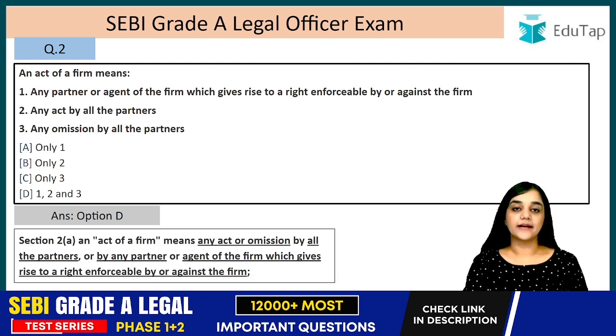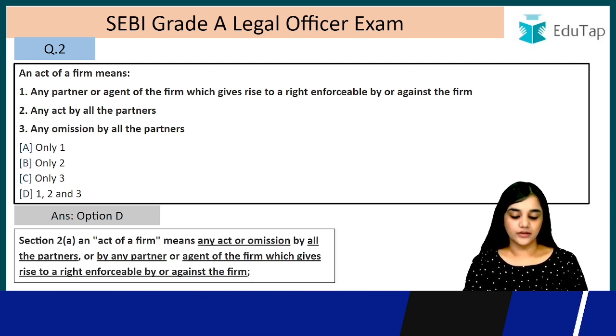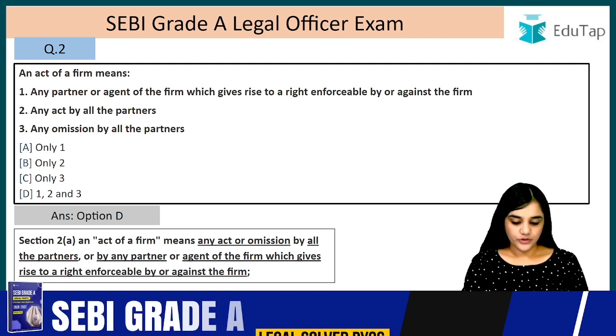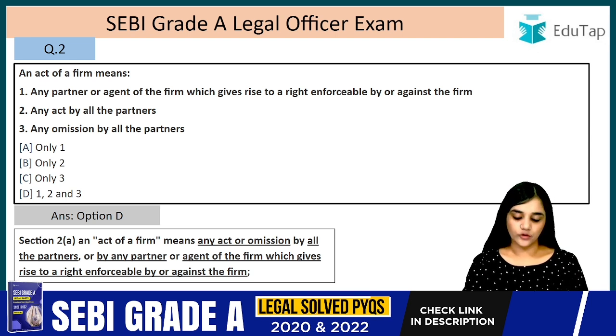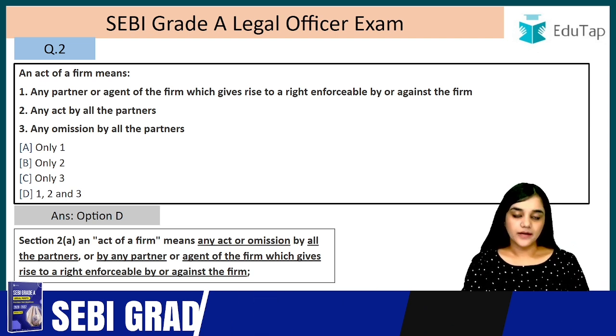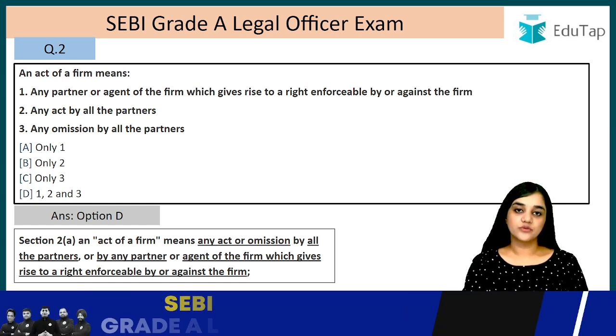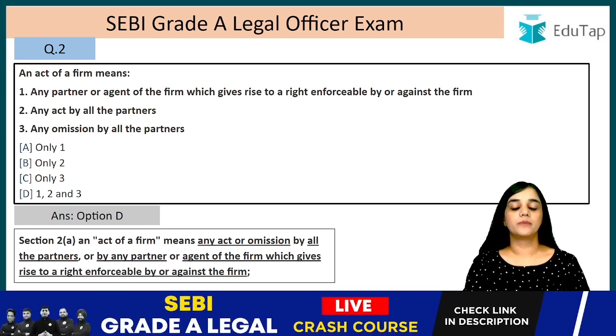So what is act of firm, right? The definition here means any act or omission by all of the partners. So any act or any omission by all of the partners is the act of the firm. Or by any partner, or it could be by one partner as well. It could be by all, or it could be by one.